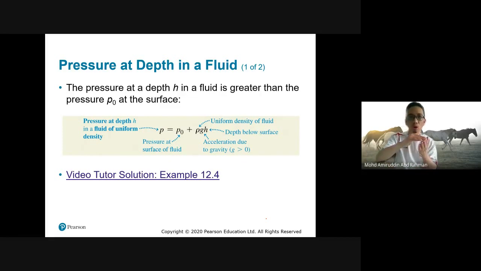So how do you find this? You add the pressure at the surface to the height times the gravitational acceleration g, and also rho, where rho is the density. So that's how you calculate the pressure at a certain point below the ocean. Let's look at an example here.